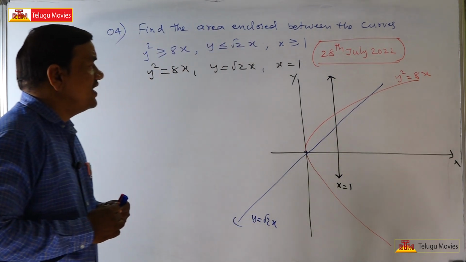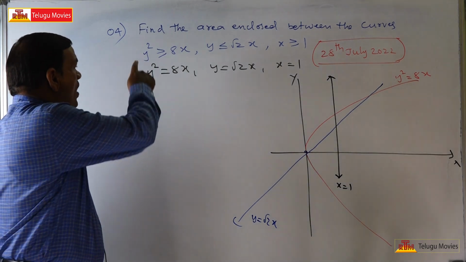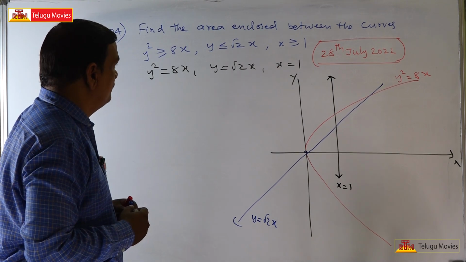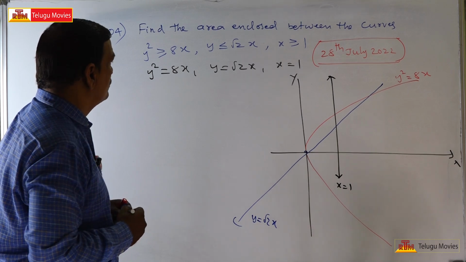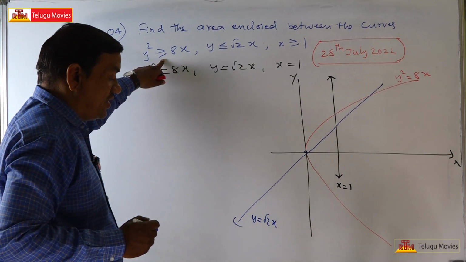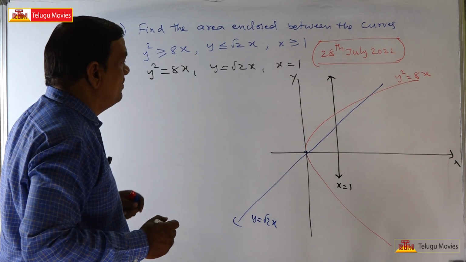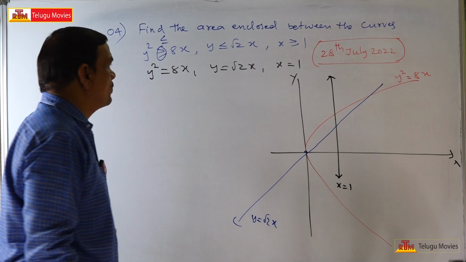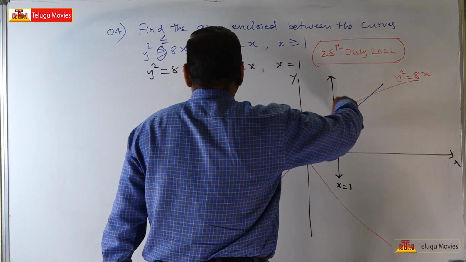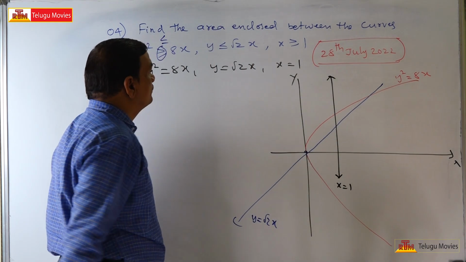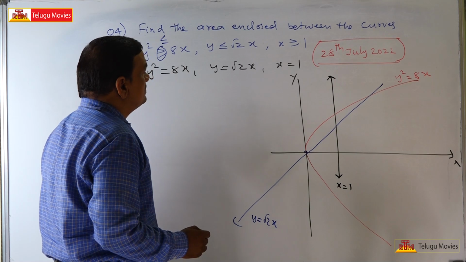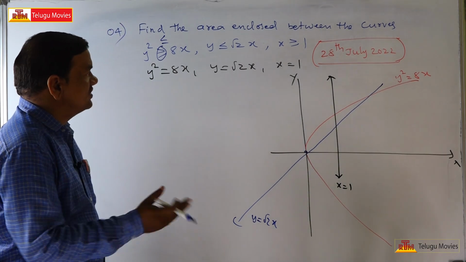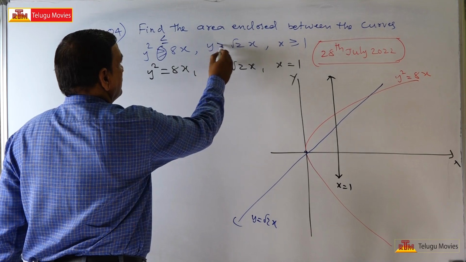Now what is the area enclosed between? See here, y square greater than or equal to 8x and y less than or equal to root 2x. Of course, I think some mistake is there in the problem. y square greater than or equal to 8x means outside will come. I think it should be y square less than or equal to 8x. y square less than or equal to 8x means down, inside. y less than or equal to root 2x means this comes down. This also should be greater than.